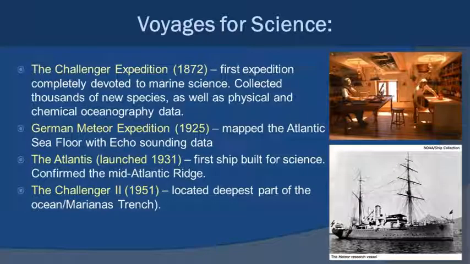The Challenger expedition was the first completely devoted to marine science and collected thousands of new species that nobody had ever seen before. The Meteor expedition, which was German, in 1925 mapped the Atlantic seafloor for the first time with echo sounding data. The first ship built specifically for science was the Atlantis, and it actually confirmed the presence of the Mid-Atlantic Ridge. And the second Challenger expedition in 1951 located the deepest part of the ocean, the Mariana Trench, and it's still the deepest part known today.